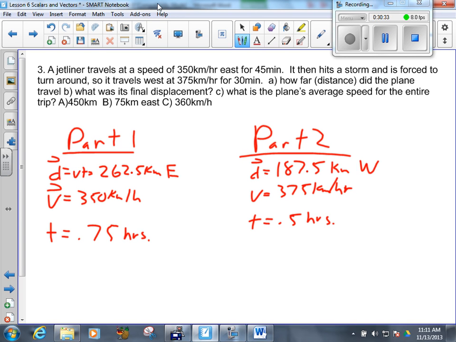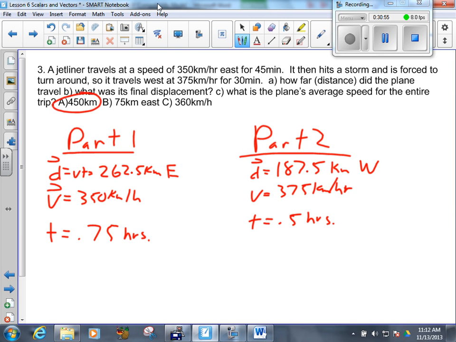So first thing it asked, how far distance-wise did the plane travel? What do I do with the two displacements I have to get total distance? Add them. Regardless of what direction they're in, add them together. All right, so 262.5 plus 187.5 should give me 450 kilometers with no direction because distance is scalar.